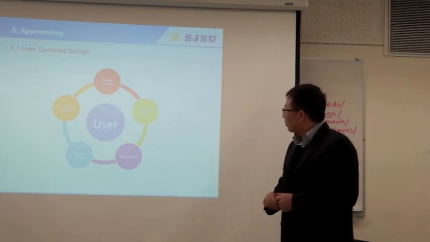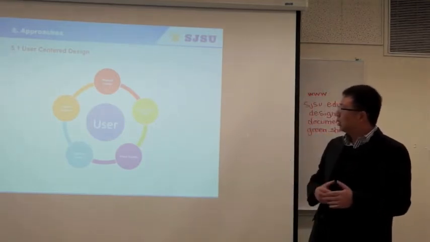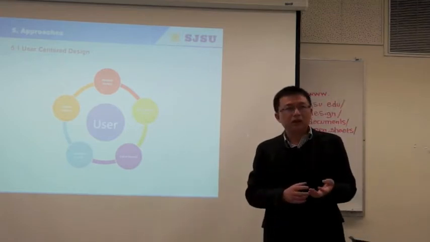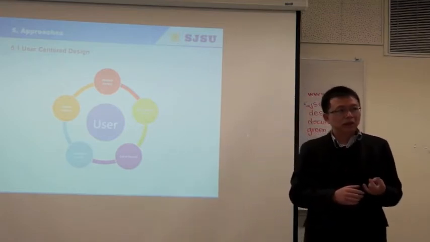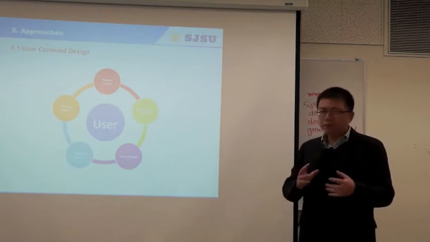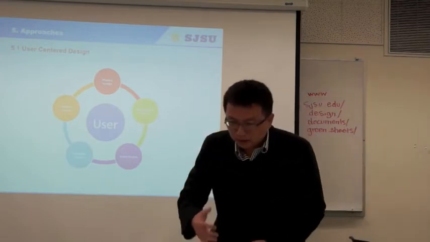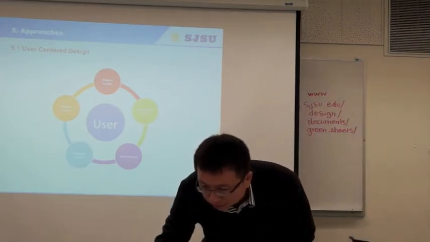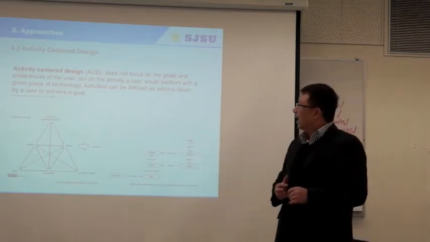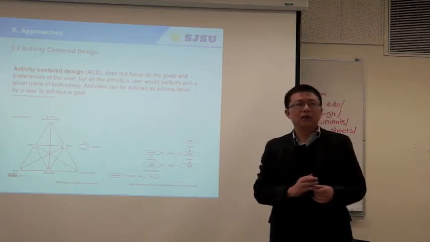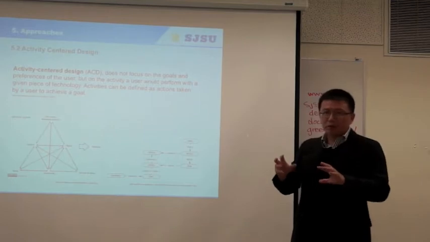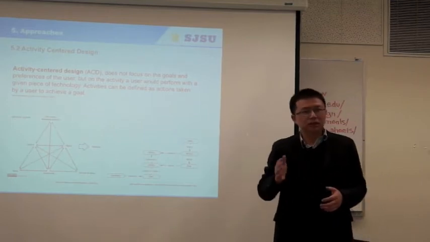I know some people also categorize the needs in another way, like physical, psychological, social, cognitive, cultural. There are different ways of categorizing human needs. In that book, he also mentioned activity-centered design, that you need to understand what kind of activity the user is going to do in the system.